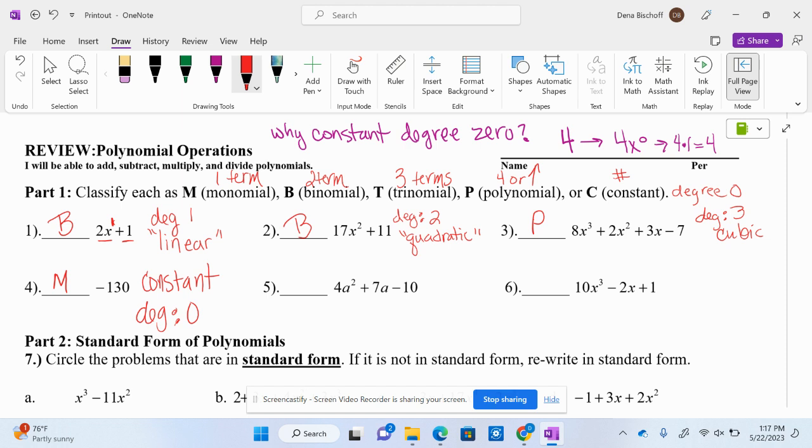Number 5, it's a trinomial. What degree is it? It's a degree 2, which makes it a quadratic. Yes. And the last one, number 6, it is degree 3, which is cubic. So we do remember naming, classifying polynomials by their degree and the number of terms. Okay, some are shaking their head, yeah.